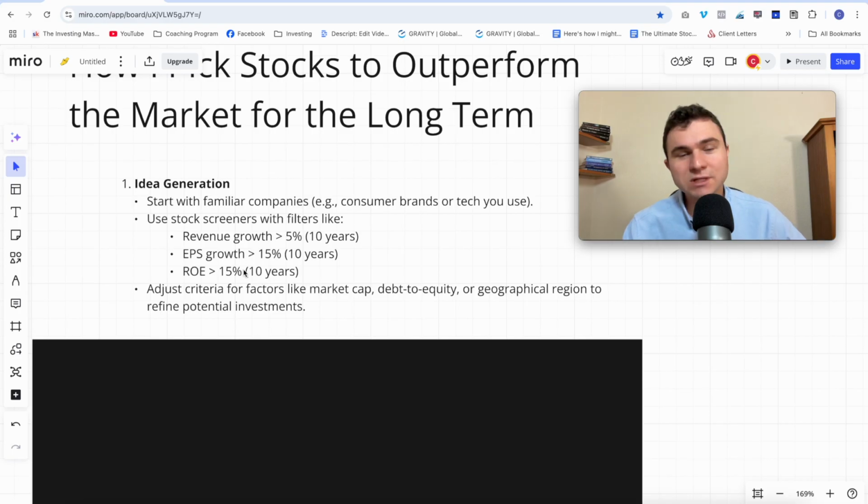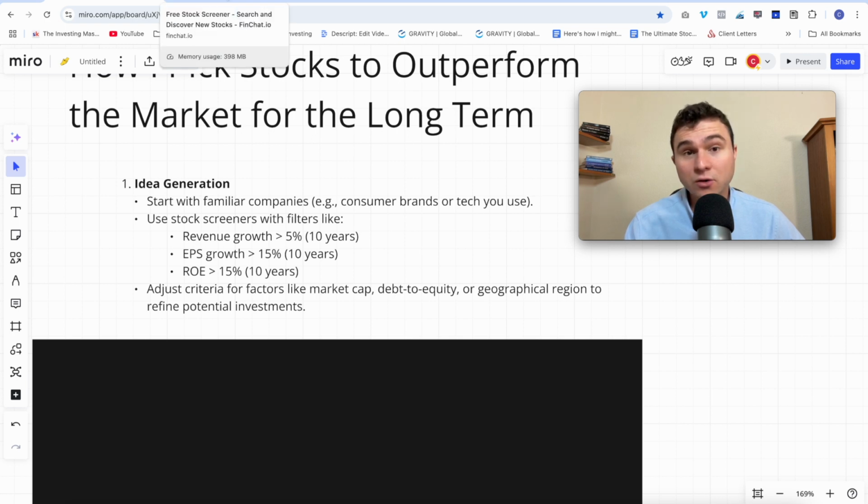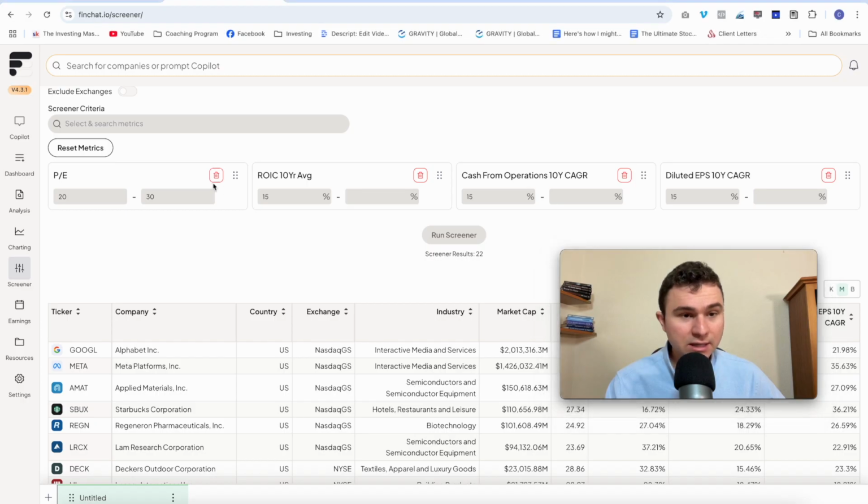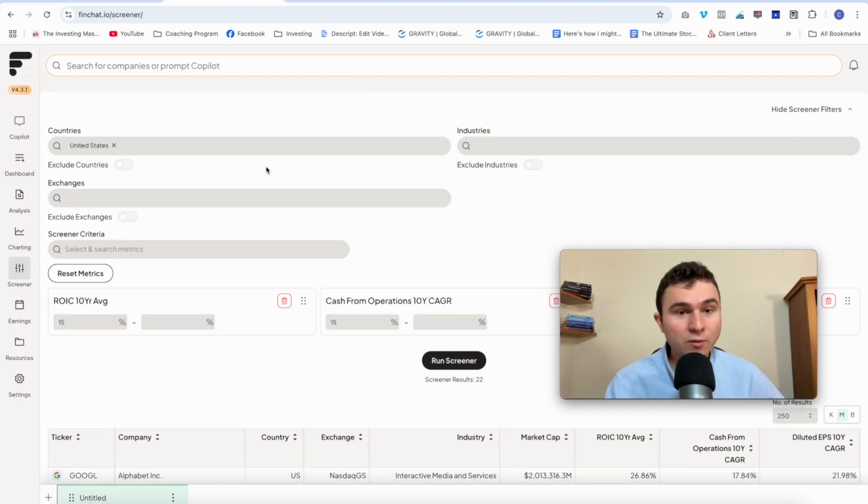You can use several metrics. Instead of return on equity, you can use return on invested capital, ROIC. Instead of 15% for the EPS growth, you can use 20%, depending on your risk tolerance. But I can play with some numbers, and I have here a big screener.